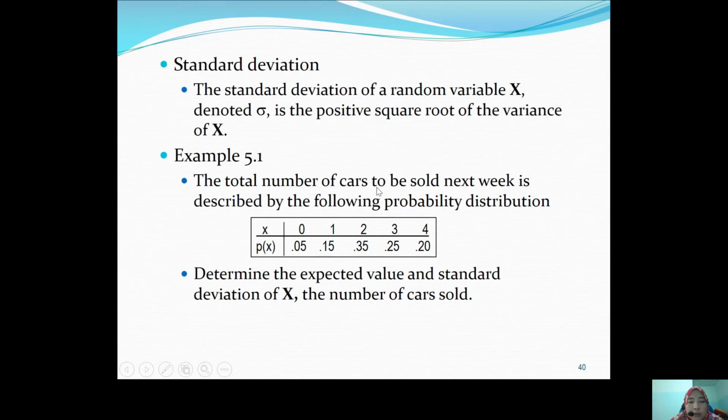Okay, so we have this table given. There's a question to find the expected value and the standard deviation of X, that refers to the number of cars sold. So we first find the expected value, or the mean or the average. The symbol, we can use E(X). Okay, so the formula is the summation of X times P(X). The one in this table, I'm going to write down into a vertical table like this.